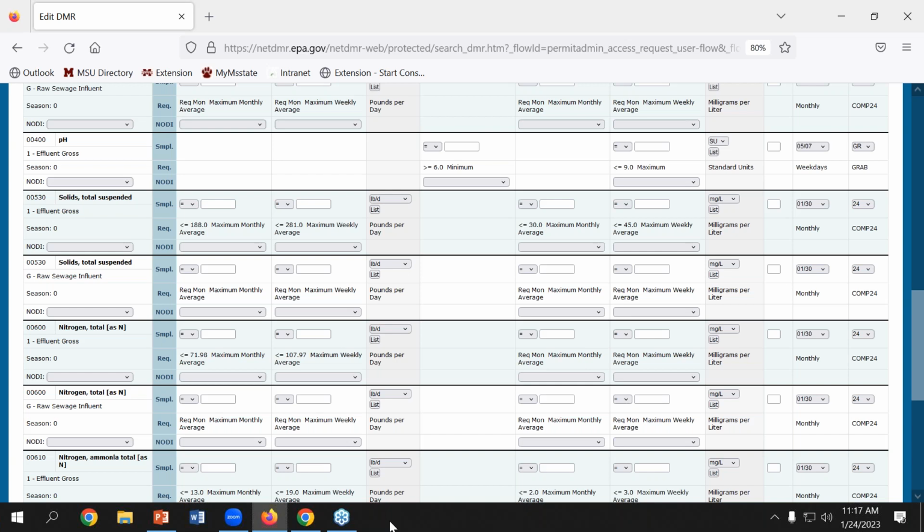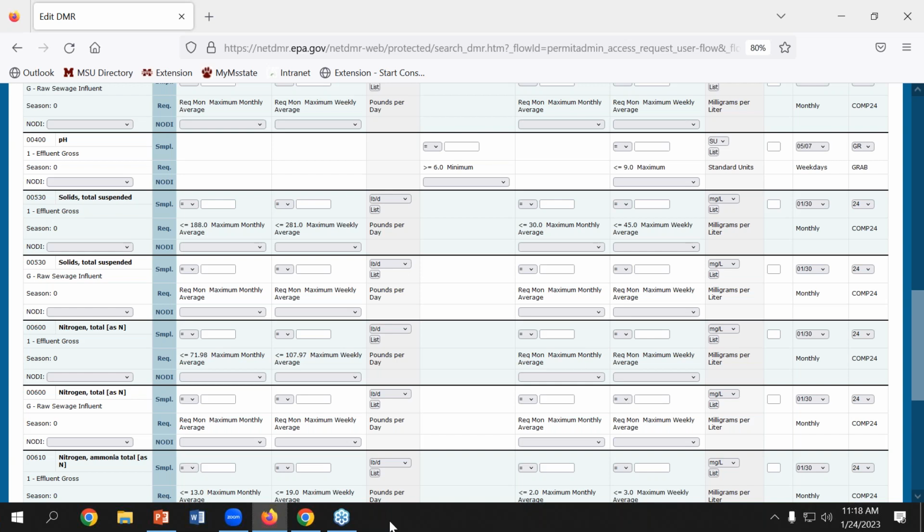Move down to the nutrients, total nitrogen. If you notice on this particular DMR, there are no quality limits. There are, however, loading limits. If you notice that there's a 71.98 max monthly and a 107.97 max weekly. There are loading limits, but there's no concentration limit.